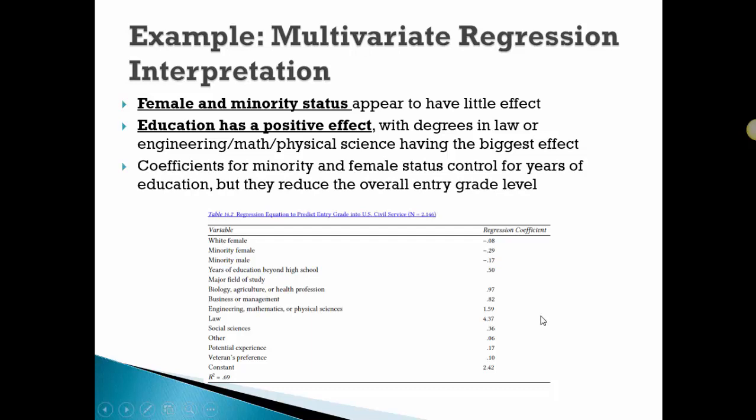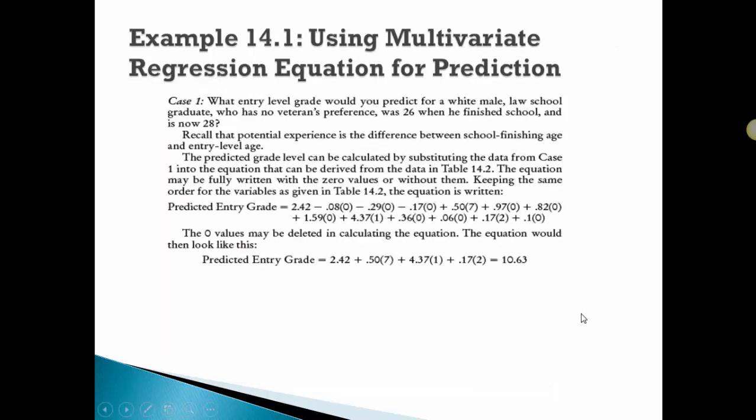Coefficients for minority and female status, controlled for years of education, reduce the overall grade level. By reducing it, we mean they have a negative coefficient. So now let's use the equation to do some predictions.